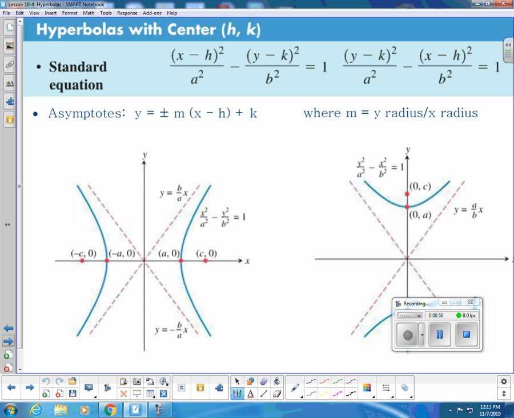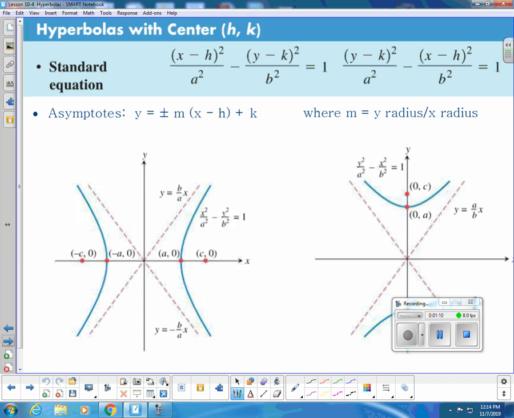If it's an x squared minus a y squared, you have a horizontal hyperbola. It's opening side to side. If the y squared is first and it's subtracting the x squared, then you have an up and down hyperbola. So that's how you can tell the difference between the two graphs.